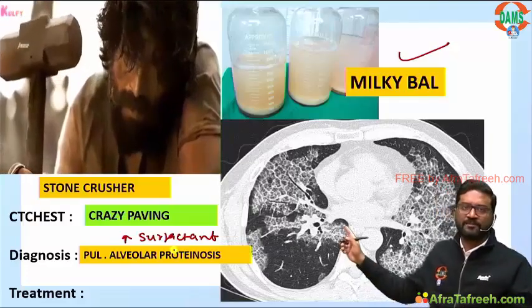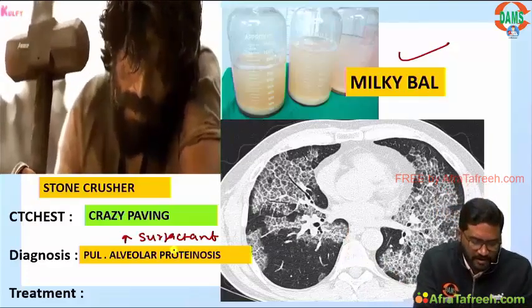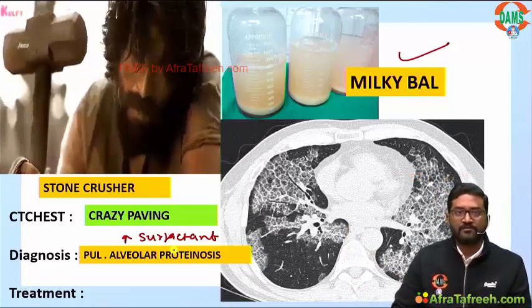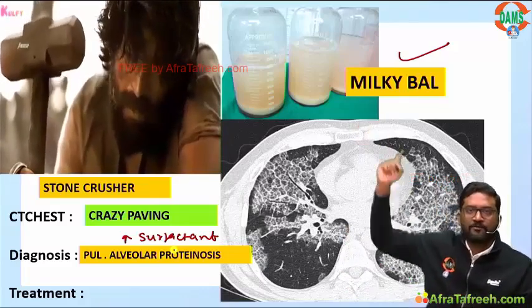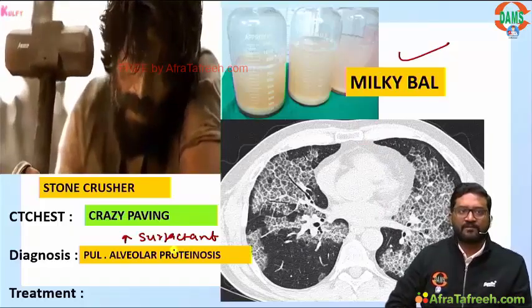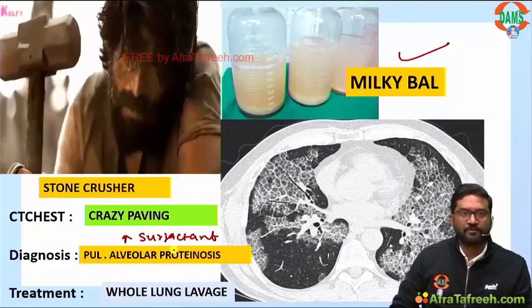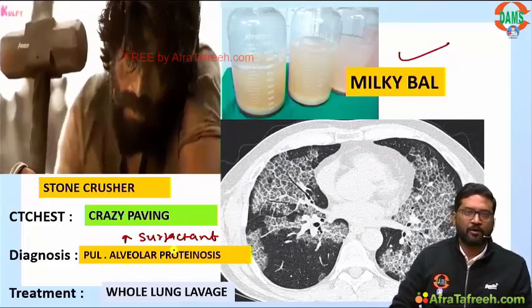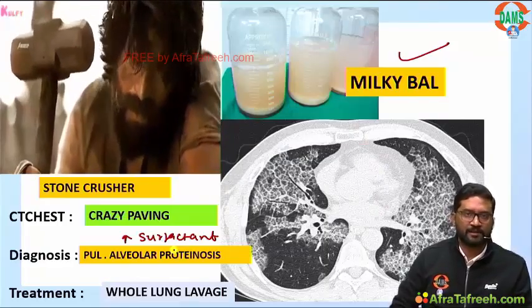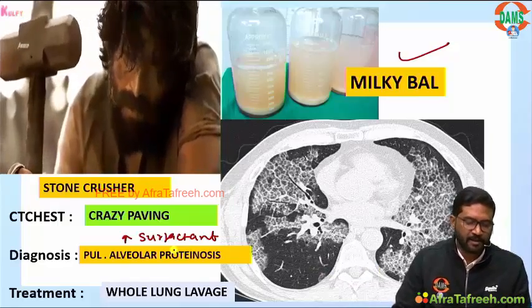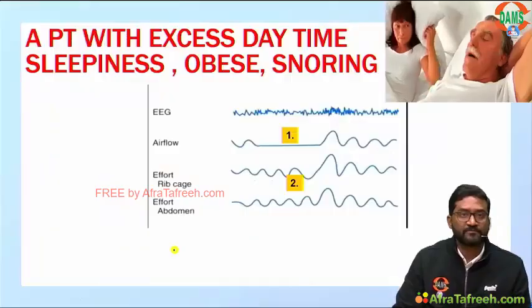So if you see this in combination, surfactant is a whitish colored substance. So you will find the bronchoalveolar lavage white. And what is the treatment generally? It is whole lung lavage, putting in a bronchoscope and removing all the excess surfactant. Yes. So this is pulmonary alveolar proteinosis.